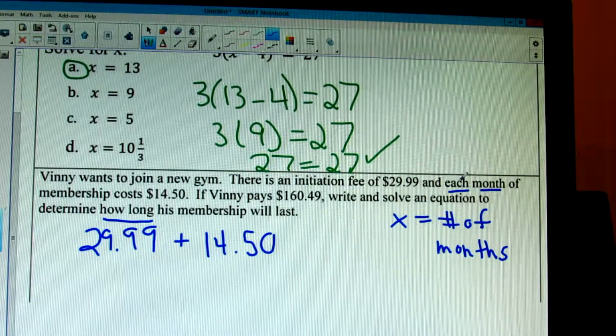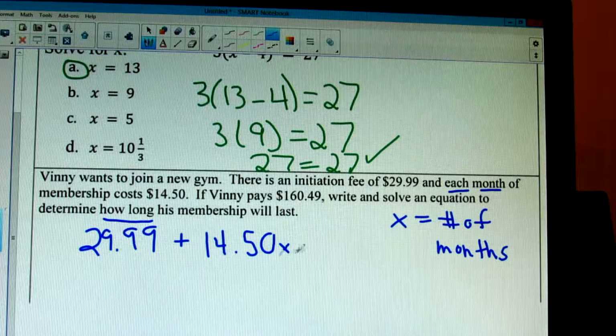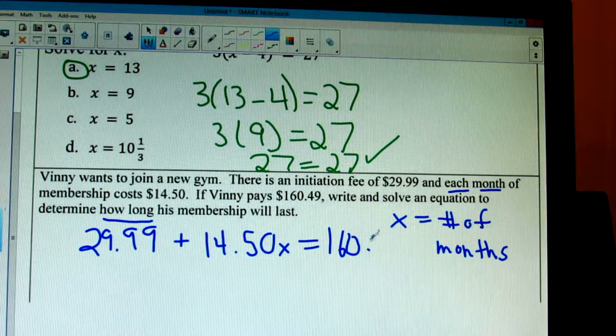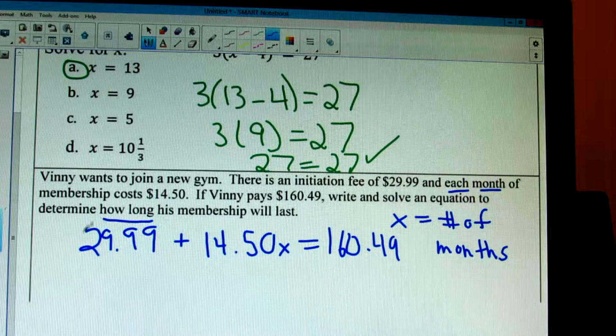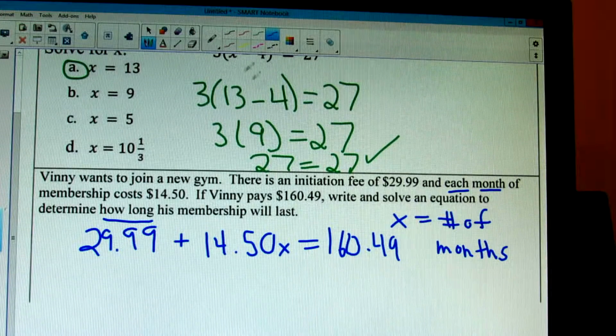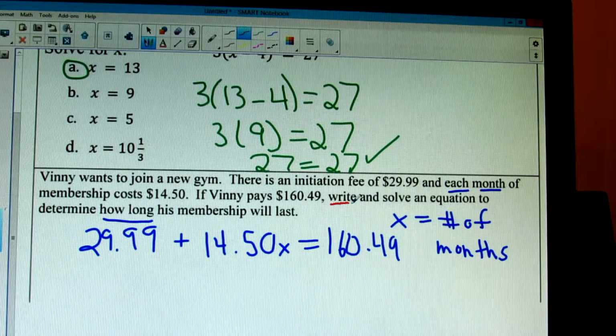Okay, so again, because each month costs $14.50, I'm going to put my X right next to the $14.50. If he pays a total of $160.49, that's my equation. Now let's look it over one more time. I pay this much money right at the beginning, and I pay this much each month, depending on how many months there are, and I got $160.49. All right, sounds like it makes sense. So now I'm going to solve it. I just wrote the equation, and now I have to solve it.